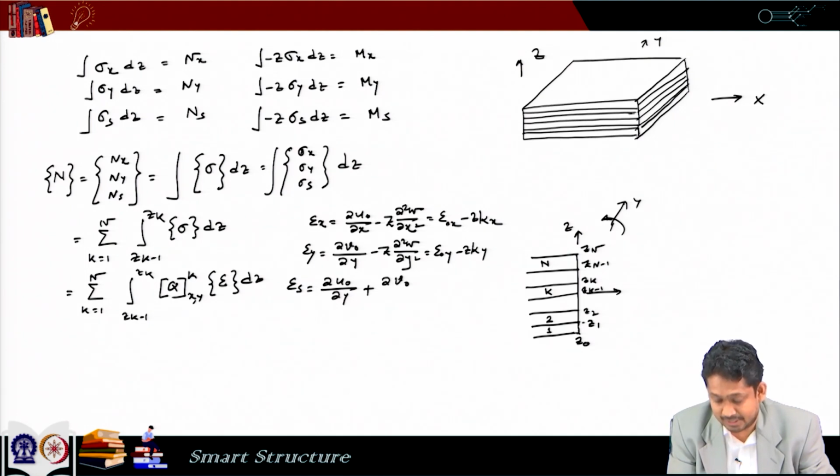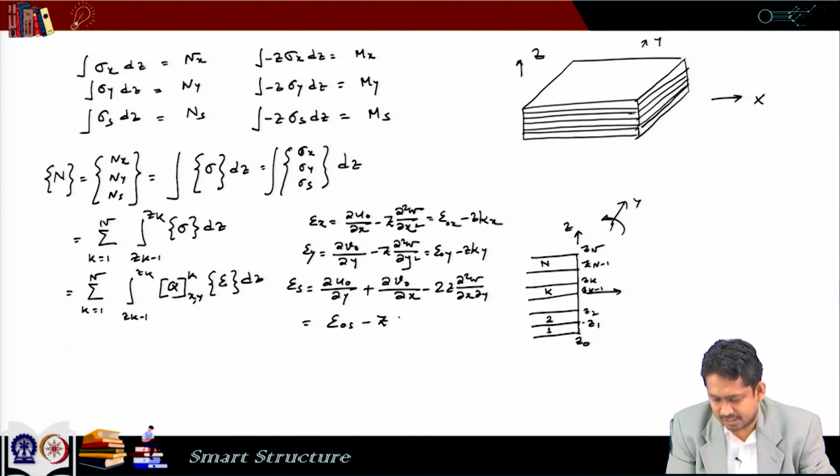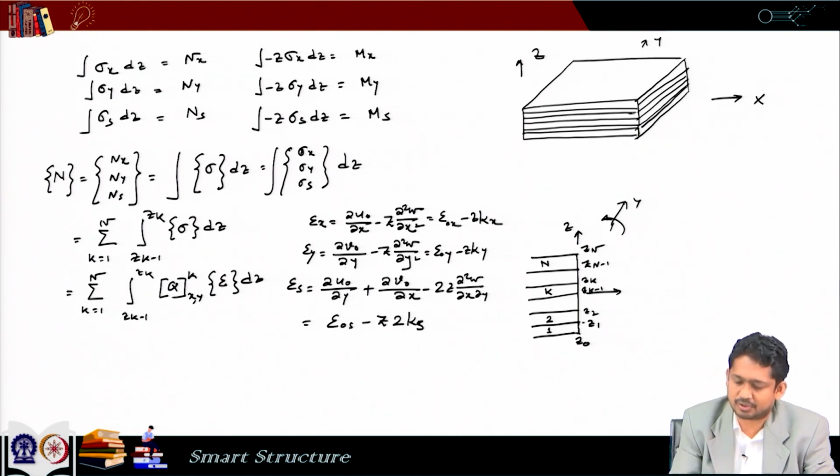plus del u 0 by del y plus del v 0 by del x, minus twice z del 2 w by del x del y. So, this becomes epsilon 0 s minus z into 2 kappa s. So, we are calling twice del 2 w by del x del y as kappa s.